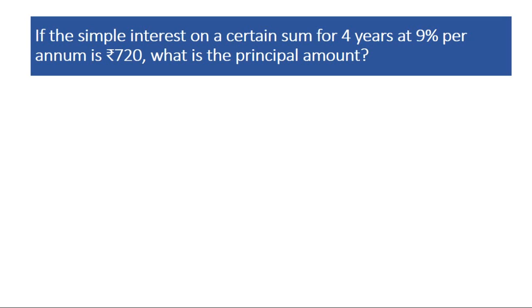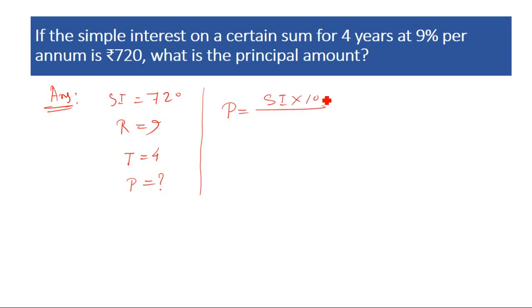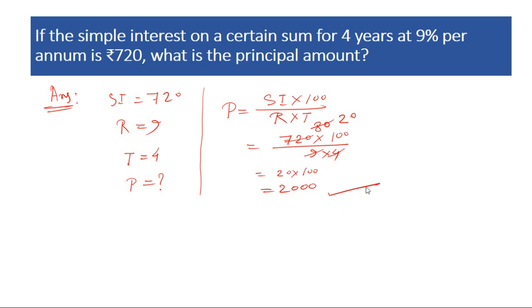If the simple interest on a certain sum for 4 years at 9% per annum is 720, what is the principal amount? SI is equal to 720, R is equal to 9, T is equal to 4. P is equal to SI into 100 by R into T. 720 into 100 by 9 into 4. Correct answer is 2000.